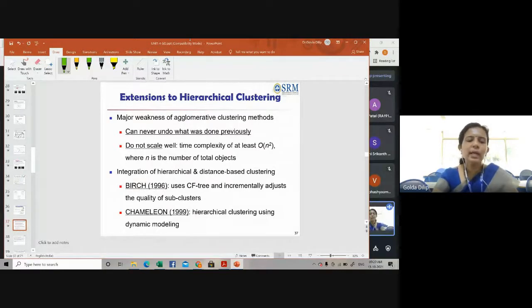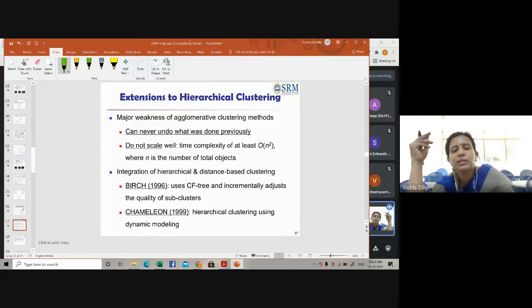If you see this hierarchical clustering, the main disadvantage of this approach is that once a cluster is formed, it is an irreversible decision. As mentioned here, you can never undo what was done previously. And it doesn't scale well either.